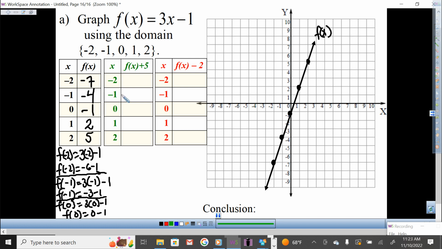So here we go. When x is -2, I go to the original. What is f of x? -7. But then it says to do what? Add 5. So what is -7 plus 5? -2. Copy that.